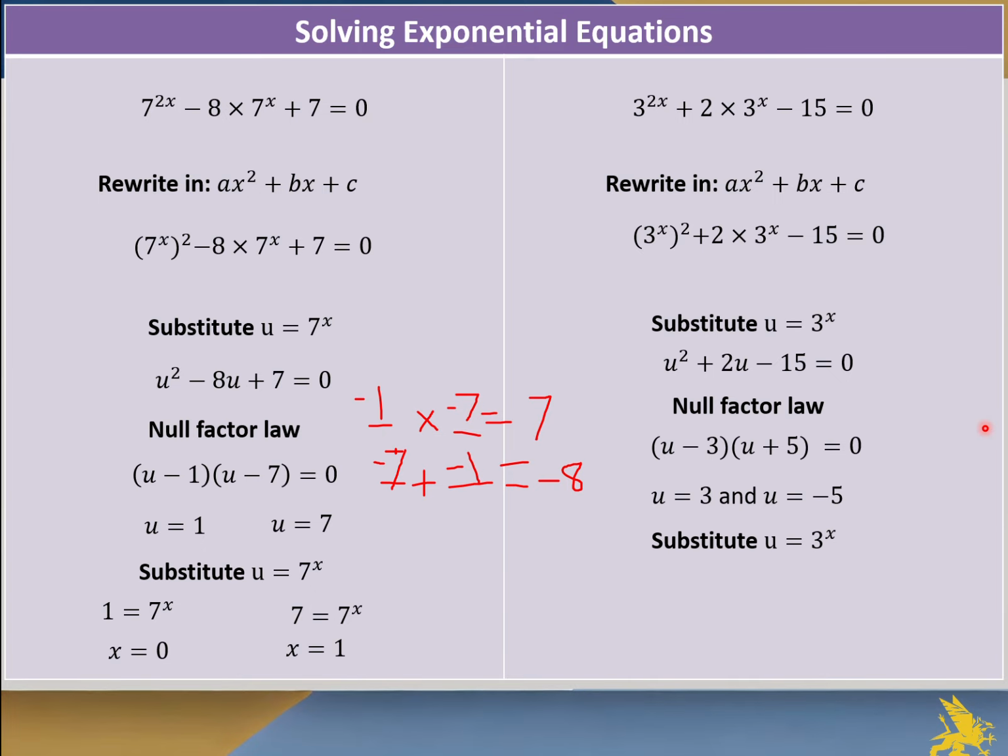If I substitute my u value in, I get 3 is equal to 3 to the power of x, which is x equals 1. And I get -5 is equal to 3 to the power of x. I know any number to the power of x cannot give me a negative, so it's impossible, which means x must be 1.